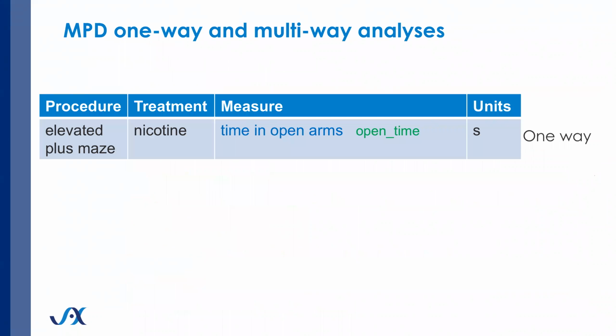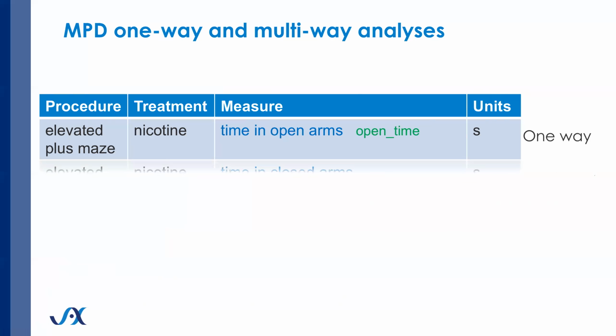One thing I want to mention before we take a dive into the database is our one-way and multi-way analyses. What we're going to see time after time in the demo is tables, results tables. And in the results tables, there's 2 types of rows. One is this type where you have a single term, time in open arms, and you have next to it a variable name. This is actually a single measurement, and it will go to a plot and analyses.